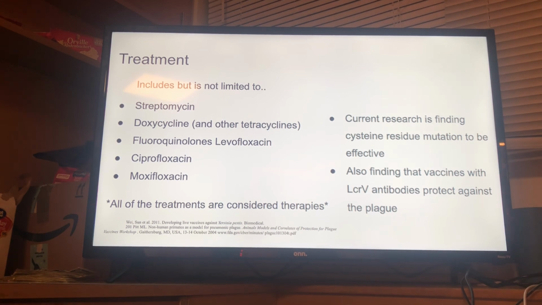However, current research is finding that cysteine residue mutation is effective, and vaccines that have the LcrV antibodies protect best against the plague.